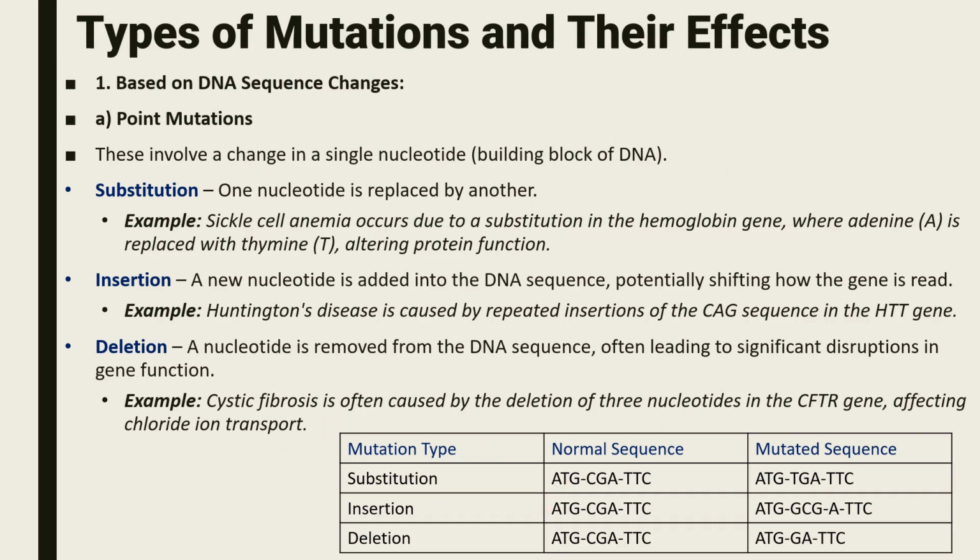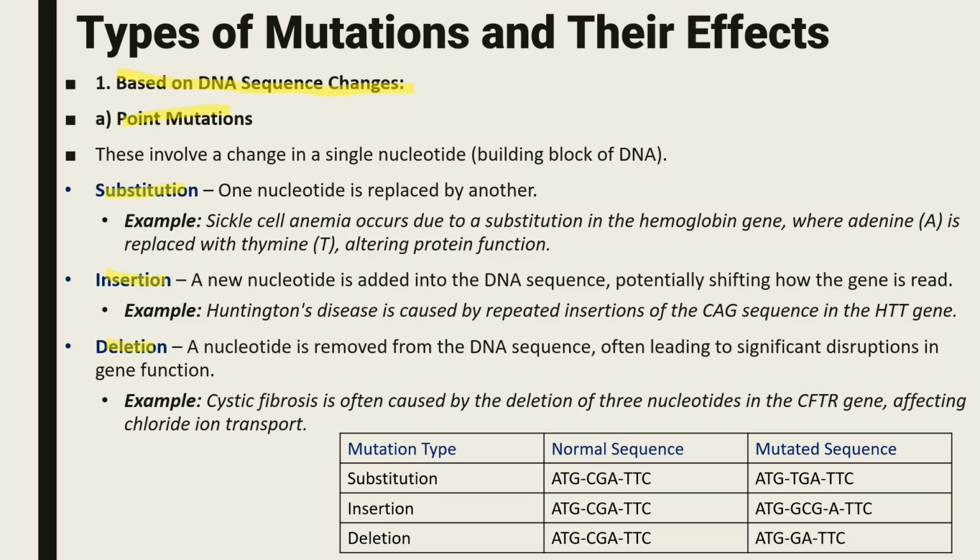Types of mutation and their effects. The first classification is based on DNA sequence changes, and in that, the first one is point mutation. What is a point mutation? These involve a change in a single nucleotide, a building block of DNA. There are three types of it, which are very important: substitution, insertion, and deletion, and they are super easy.